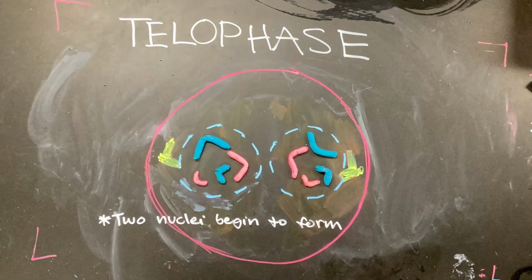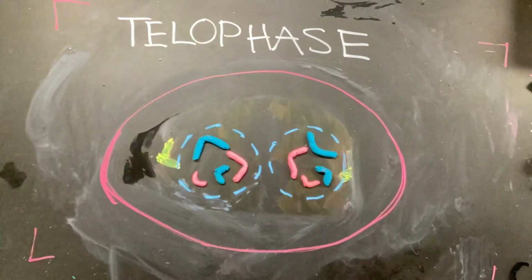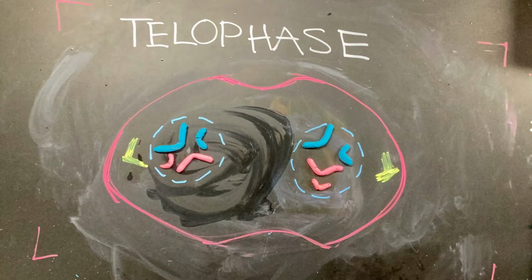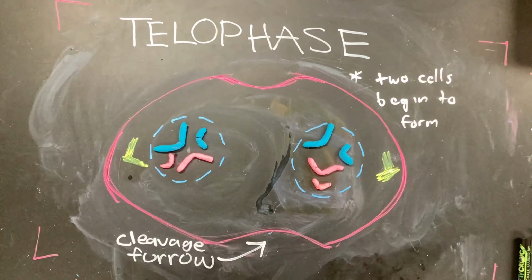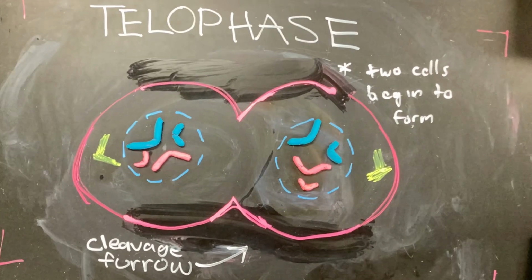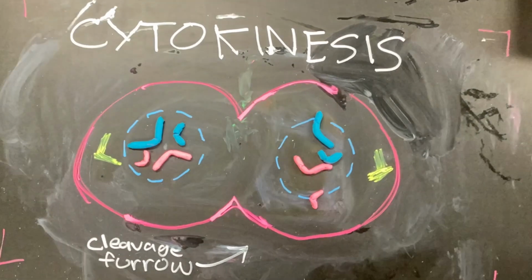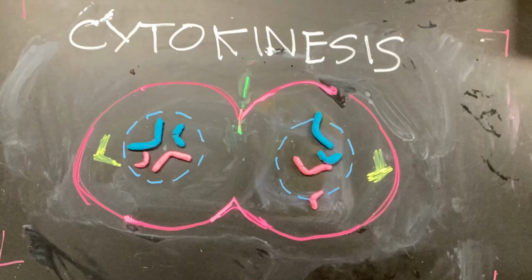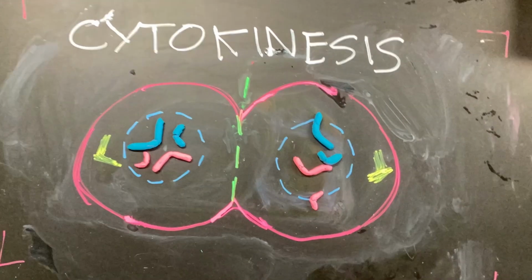During telophase, 2 nuclei begin to form around the separate groups of chromosomes as the spindle fibers dissolve. The cleavage furrow also forms around the center of the cell and begins to pinch the cell membrane inwards. With the pinching of the membrane initiated, the final phase of cytokinesis begins.